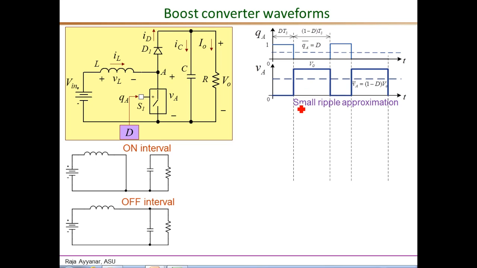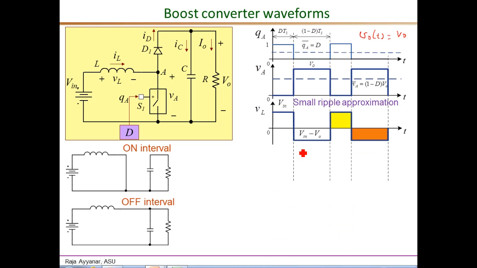So here we implicitly make use of the small ripple approximation, which essentially says that Vo of t instantaneously is equal to Vo, and that neglects a small high frequency ripple. That is why we were able to draw this part of the VA waveform as a flat line of value equal to Vo. The average of Q sub A is by definition D, and the average of V sub A, once again we derived earlier, is 1 minus D times Vo. Just essentially take the average of this over one complete period.